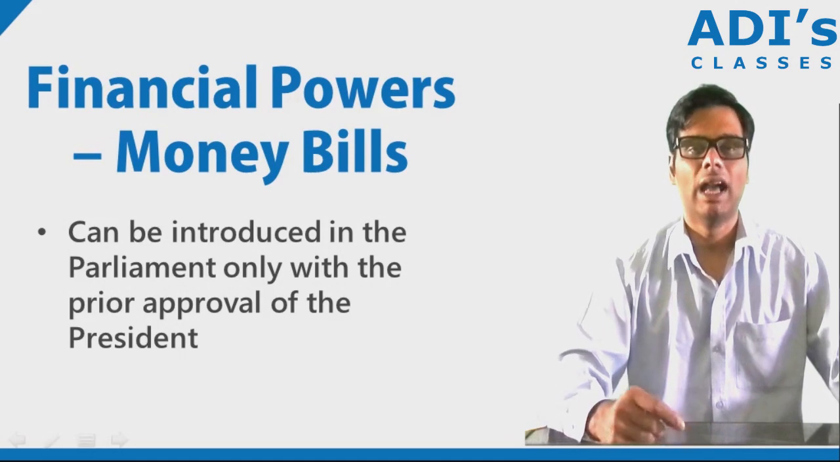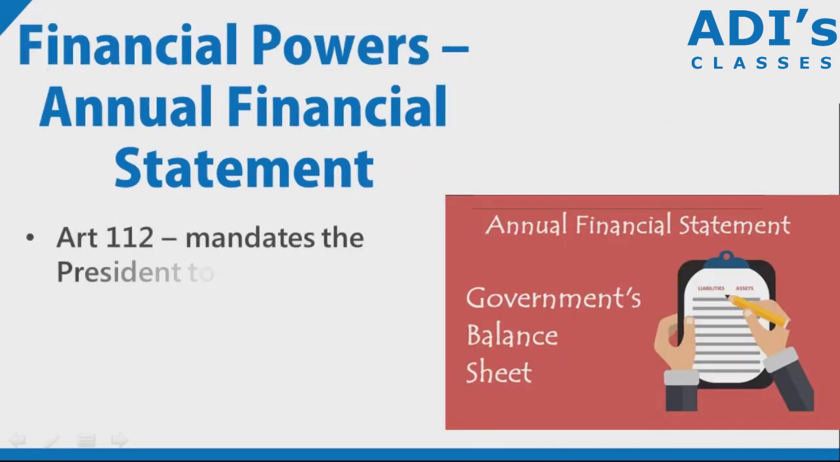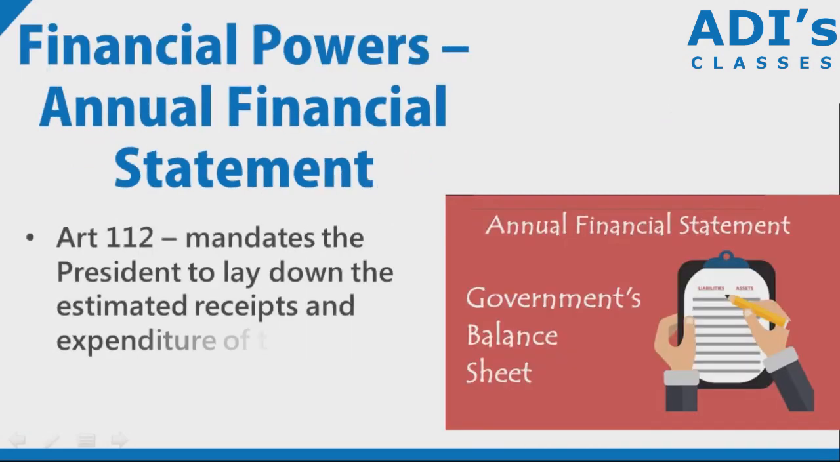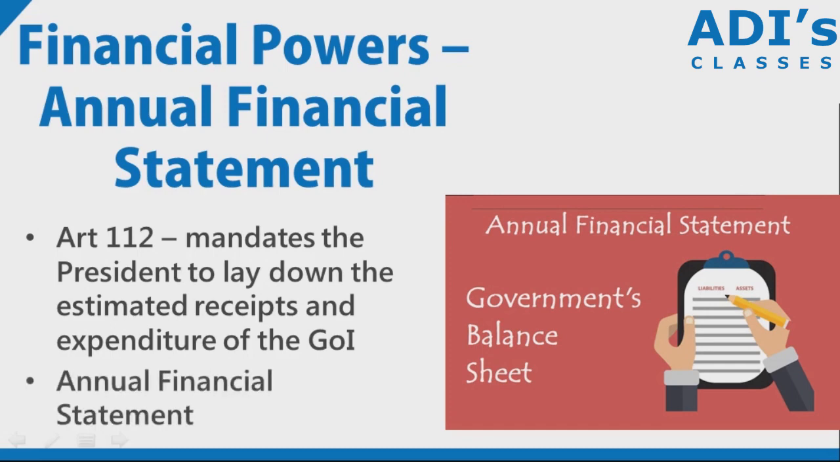The second point, the annual financial statement. Article 112 mandates that the president shall lay down before the two houses of parliament a statement of the estimated receipts and expenditure of the government of India for that year. This is known as the annual financial statement.